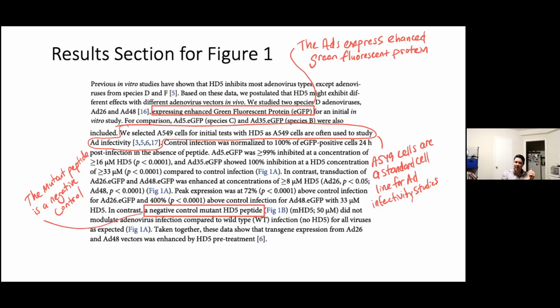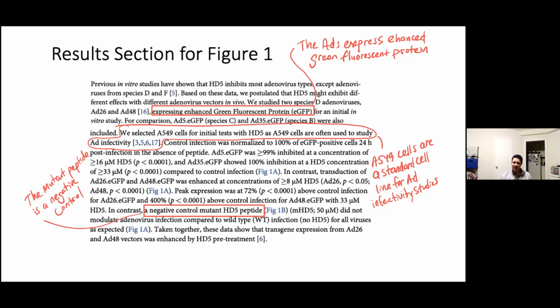The second point, we had no idea what A549 cells were, and it just so happens that the authors explained it. "We selected A549 cells for initial tests with HD5, as A549 cells are often used to study Ad infectivity." So in my own little summary, A549 cells are a standard line that are used for Ad infectivity studies. And there are even some references here too. So feel free to go back to these references if you want to see how other researchers conducted different experiments using Ad vectors and A549 cells.